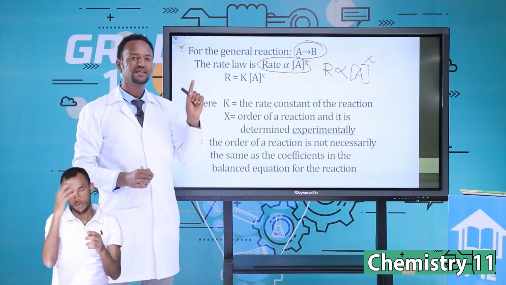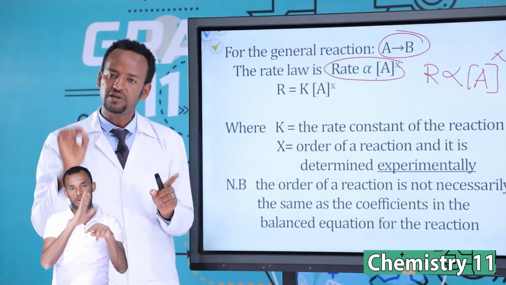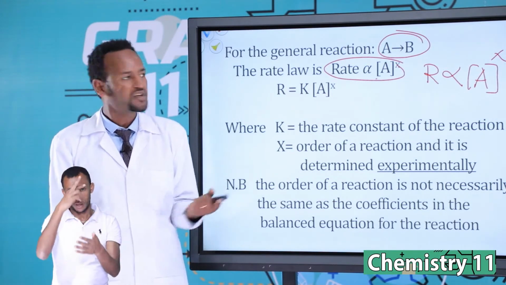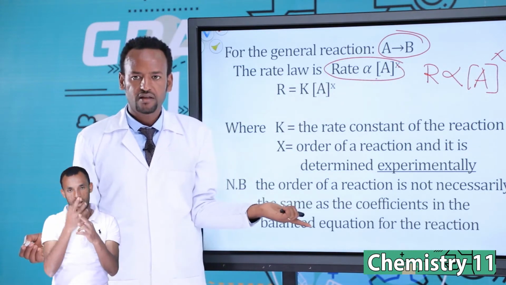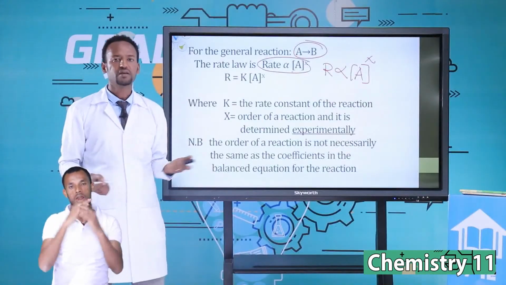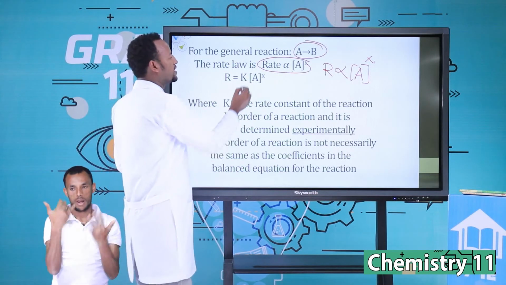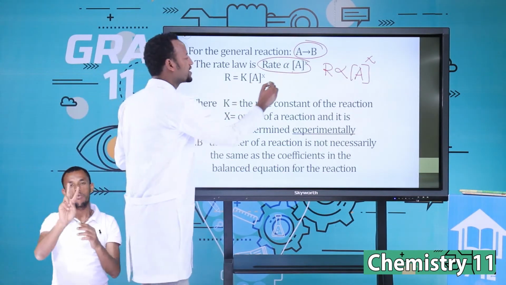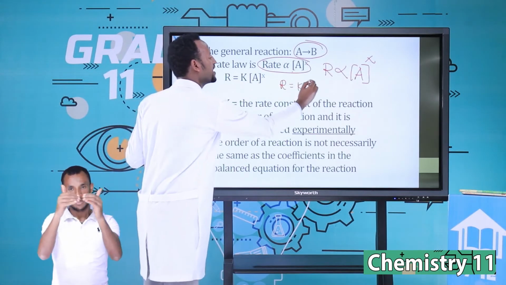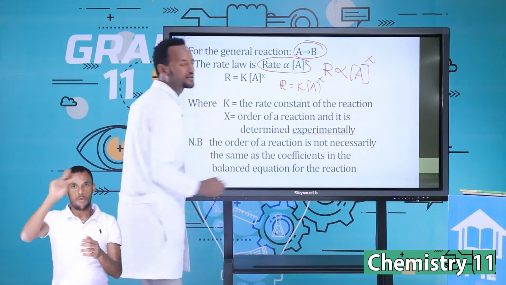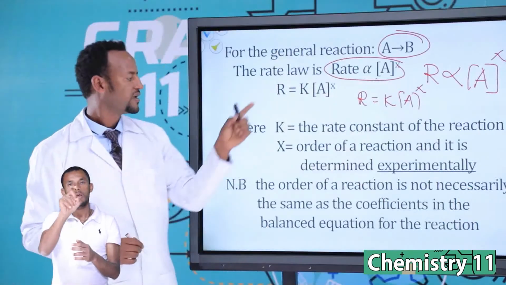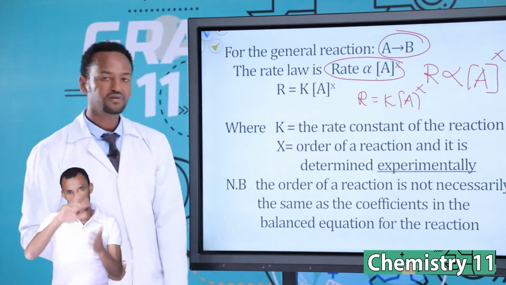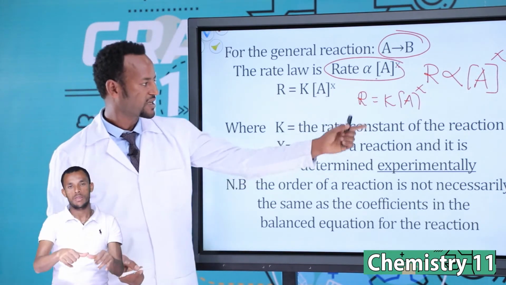Because rate depends on the concentrations of one or more reactants. But in this case, how many reactants? One reactant, only A. Therefore, the rate of reaction depends on only A. Rate is directly proportional to A raised to X. Therefore, rate is equal to k[A]^x. R means rate, and k is the rate constant for the reaction.